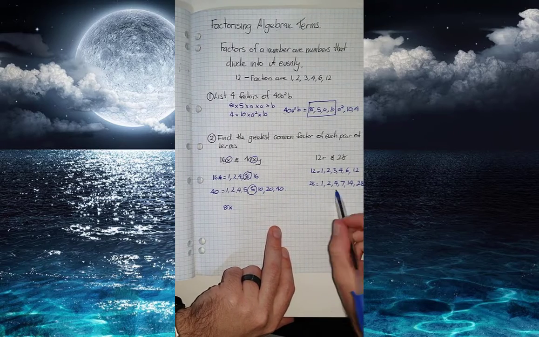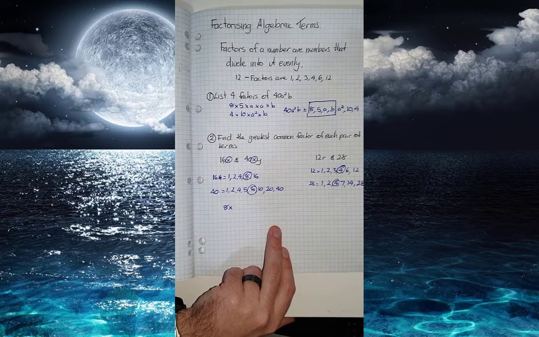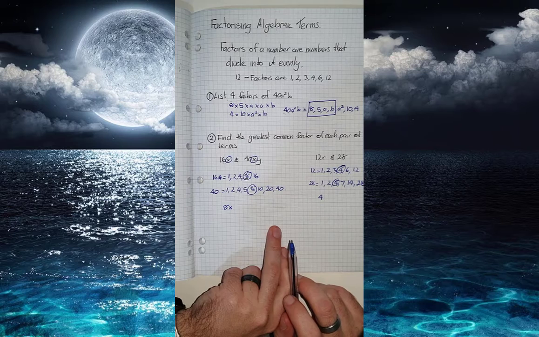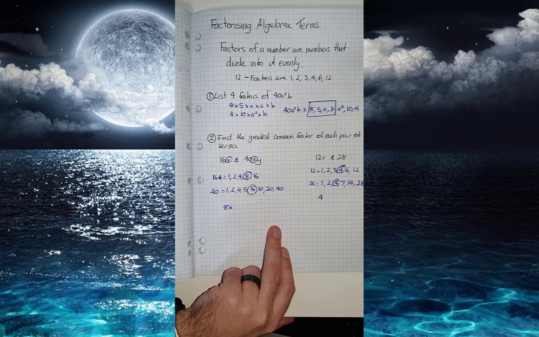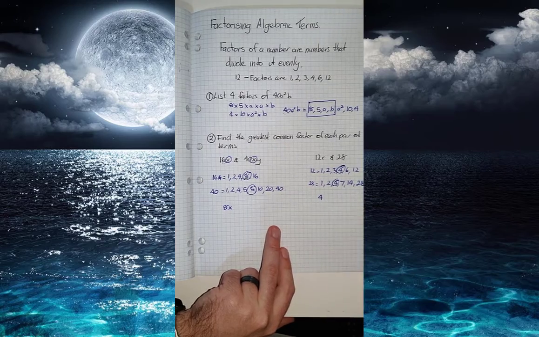So which is my highest common factor? It's 4. Now I've got to ask myself, which pronumeral is common between 12r and 28? There isn't one. There is no pronumeral over here, so they do not share the same pronumeral, which means that in this case, the greatest common factor can only be 4.